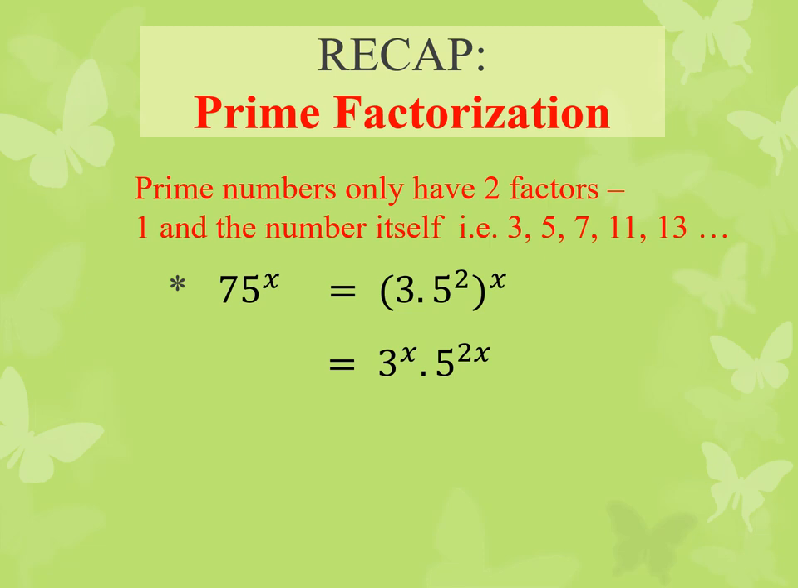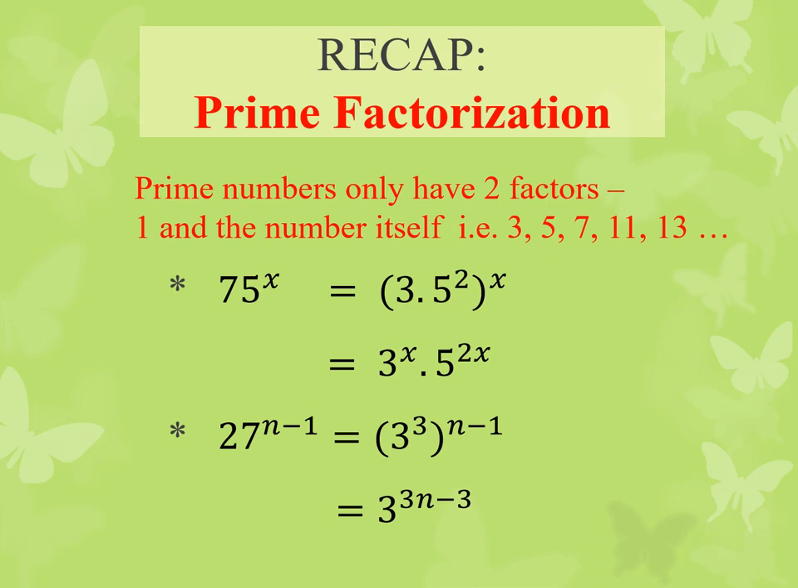Now, let us work around this, let us get this 75 exponent x to prime bases, such that they are prime factors. That would be 3 multiplied by 5 squared, because 3 times 25 is 75. But what is 25? 25 is 5 squared. And hence, when you use the laws of exponents, you can distribute that to 3 exponent x multiplied by 5 exponent 2x.